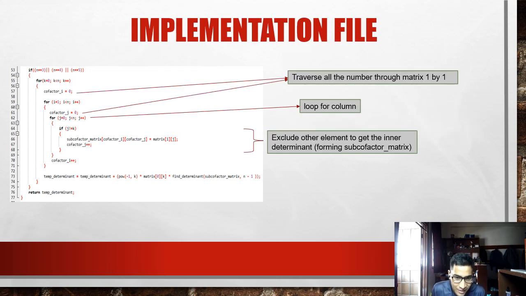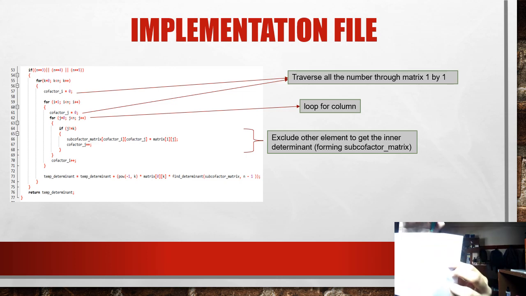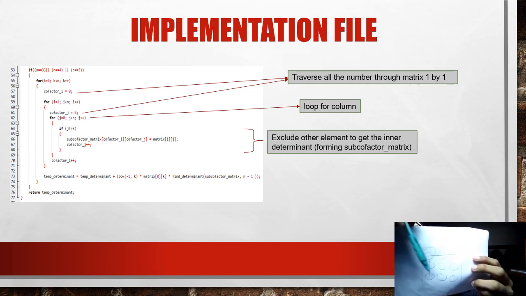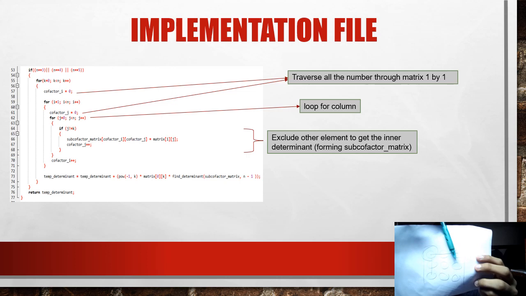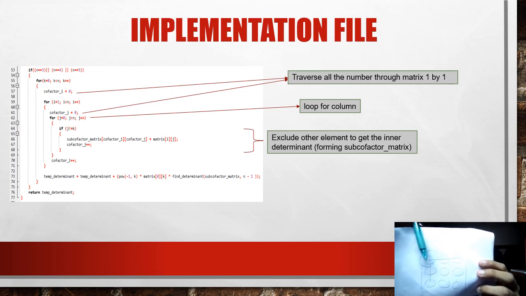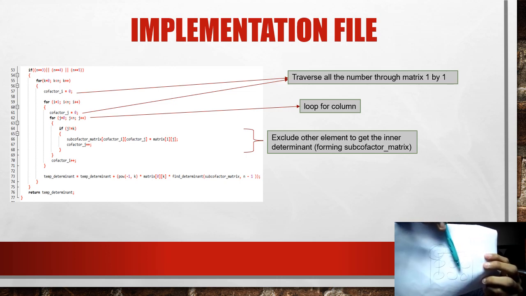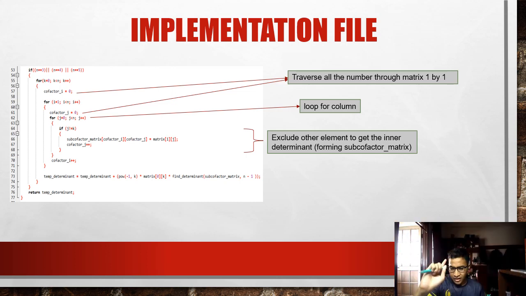Next, I also declare cofactor I and cofactor J. These two will traverse all the numbers in the matrix one by one. What is their job? Their job is to find these other four members. Here, the nine elements, the lines intersect with 1, 2, 3, 4, 5 elements, but there are 4 elements left. That is what cofactor I and J need to find.